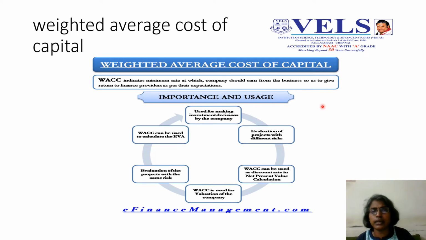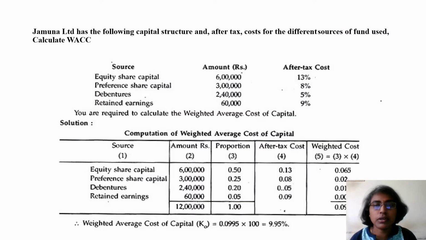So this is again what you call as the features or the importance and usage of WACC. So this WACC plays a major role in all aspects for the evaluation of projects and for investment decision. Whatever may be the decision, this WACC plays a major role. So now let me explain about how to calculate overall cost of capital, that is WACC, weighted average cost of capital. The weighted average cost of capital can be calculated either from a book value or from a market value.